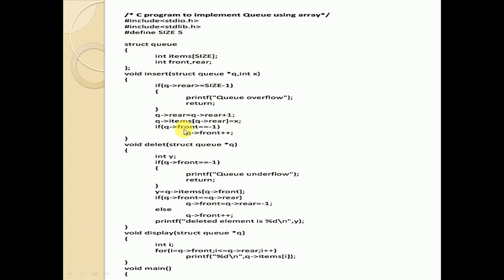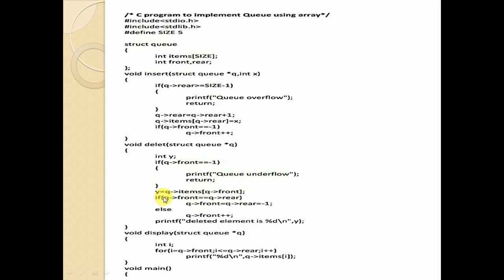Then if q of front equals minus 1, you have to increment the front for the purpose of inserting the element. Now the next function is delete, where you pass the argument struct queue star q as a pointer variable and an integer variable y. If q of front is equal to minus 1, meaning front is pointing to minus 1 and there is no element, then you have to print queue underflow.